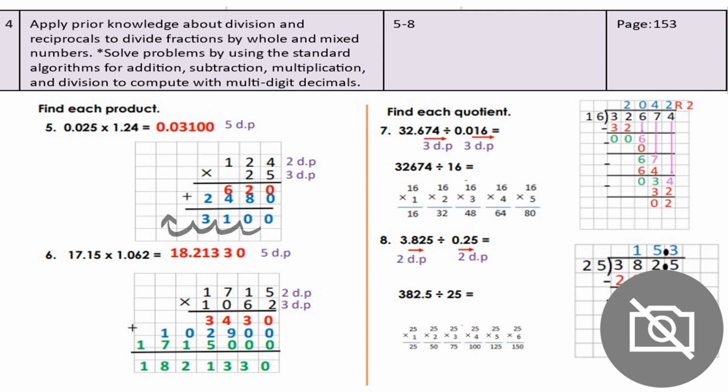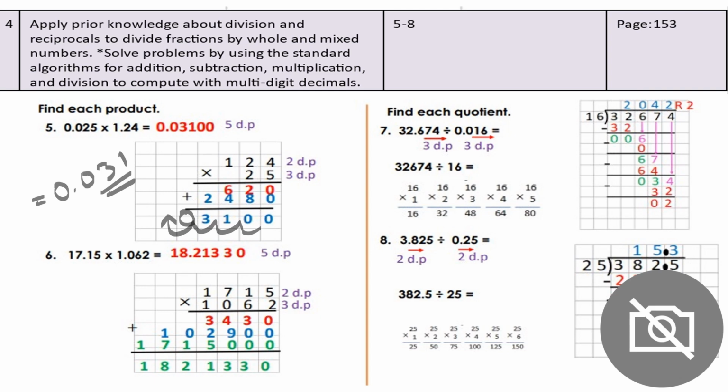How I got the 5 is 2 plus 3 is 5. This place is empty, so you have to put a 0. So your final answer will be 0.031. These extra zeros, no need to write. 0.031.